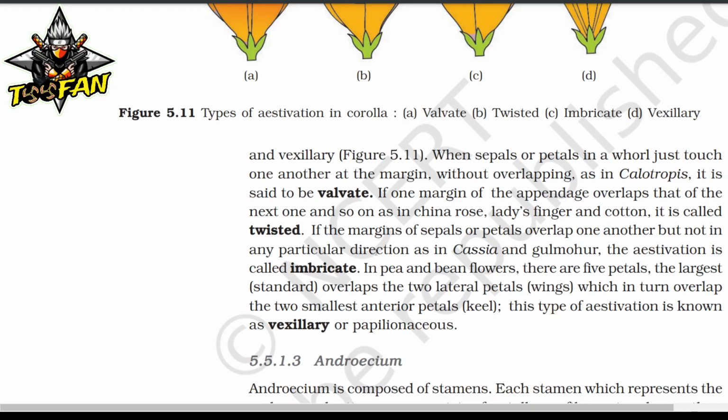In pea and bean flowers, there are 5 petals. The largest, the standard, overlaps the 2 lateral petals, wings, which in turn overlap the 2 smallest anterior petals, keel. This type of aestivation is known as vexillary or papilionaceous.